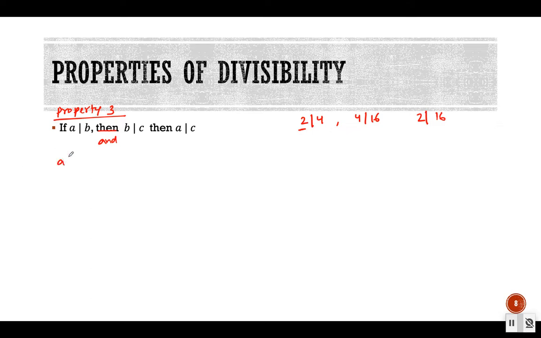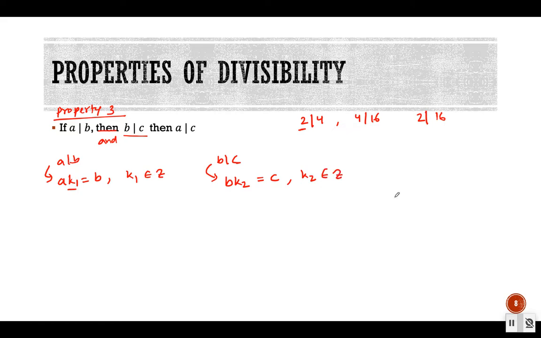So a divides b means we can represent it like that: a times k1 equals b, where k1 belongs to an integer number. And we have b divides c, so from b divides c we can say that b times k2 equals c, where k2 belongs to integer number.